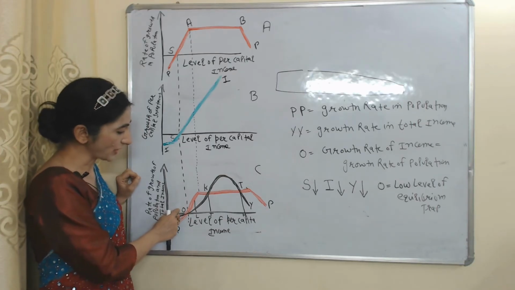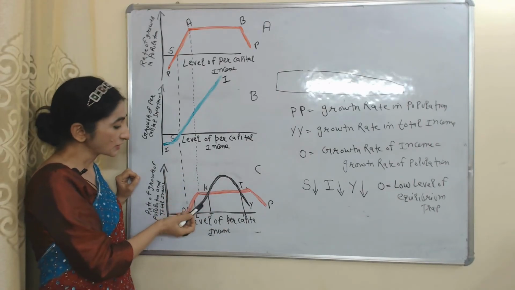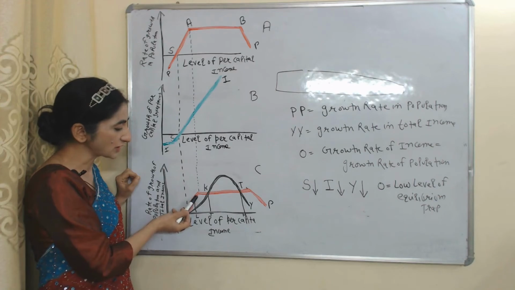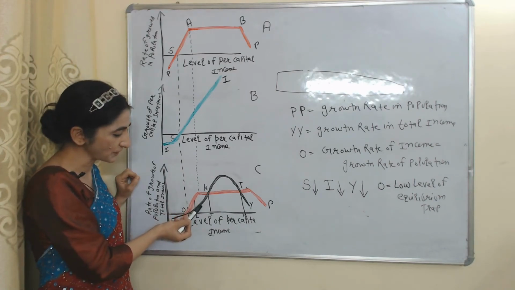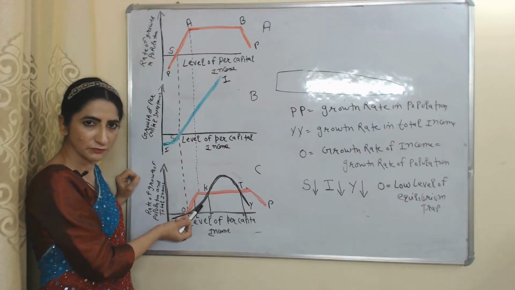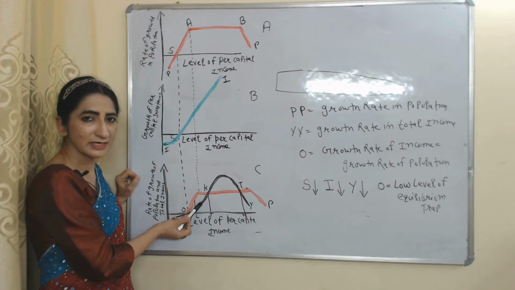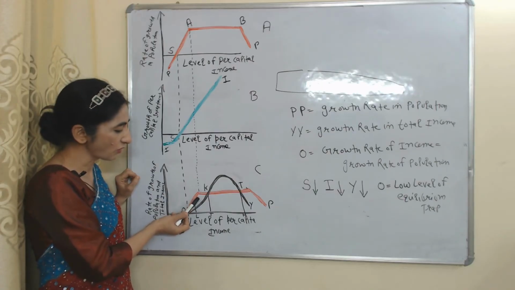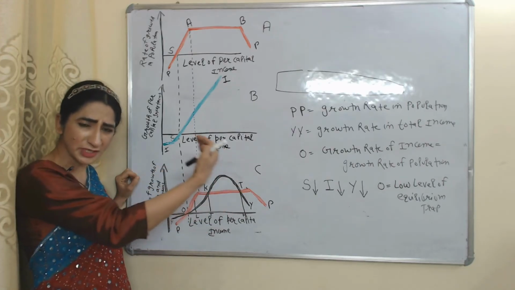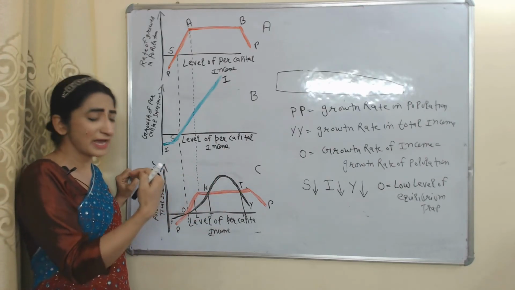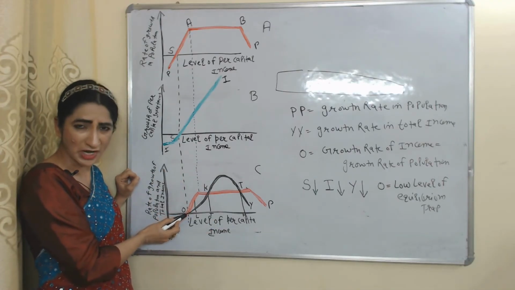After point O, our population is growing, our income is also growing. But the growth rate of population is more than the growth rate of income. This red curve shows the growth rate of population. This black curve shows the growth rate of income. You can see the red curve is above the black curve. That means the growth rate of population is more than the growth rate of income. And more population will push down our per capita income. As a result, we will again be stuck in this low level of equilibrium trap.